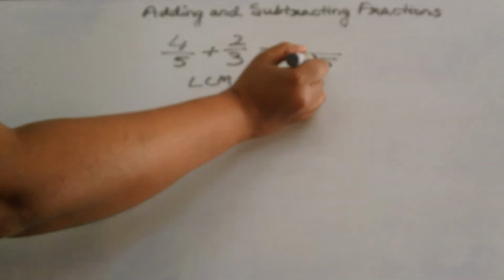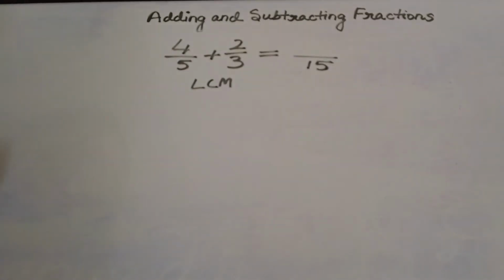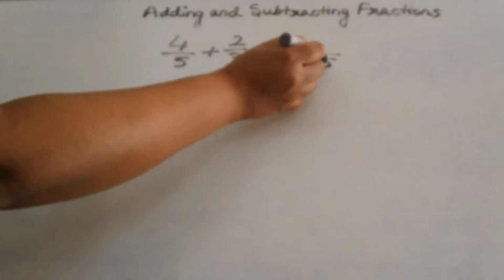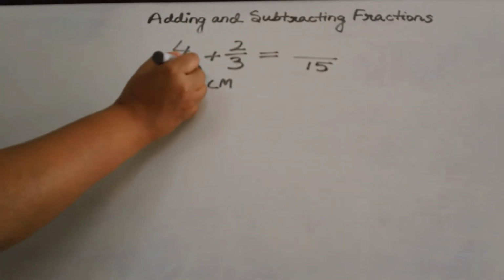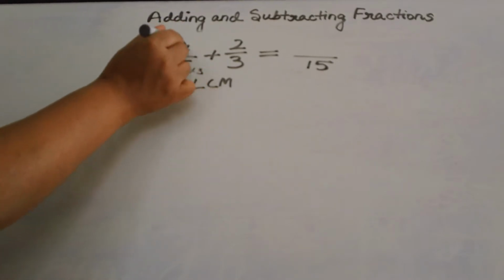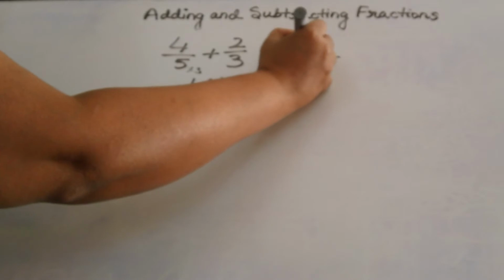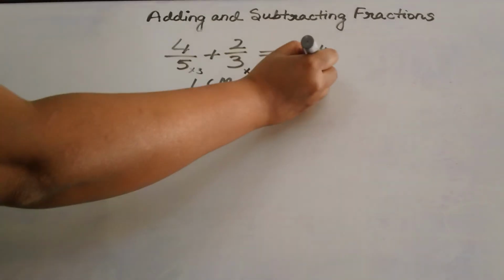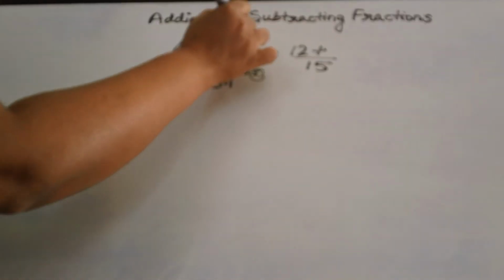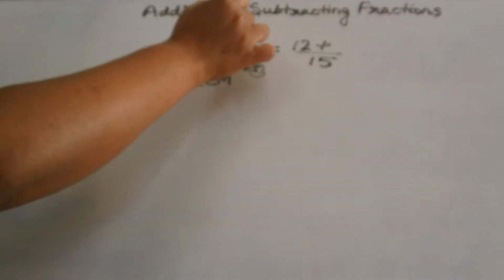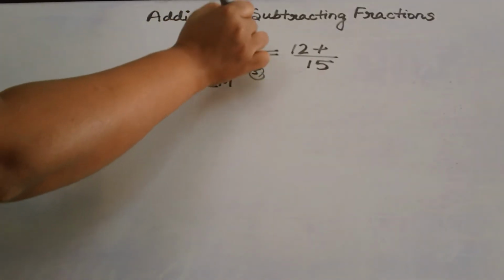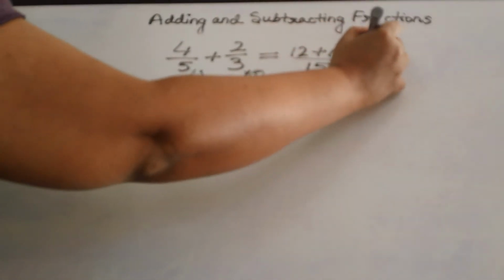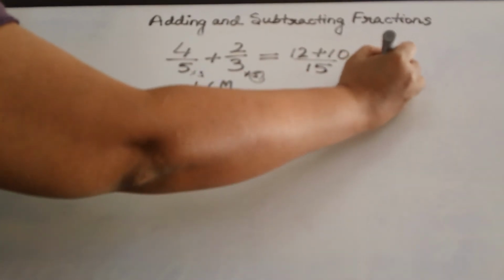Okay, so we get the least common multiple in the denominator, and then 5 multiplied by 3 is 15, so we multiply 4 with 3 also, so 4 3s are 12, and add, now 3 multiplied by 5 is 15, so we have to multiply this 5 with the number which is on the numerator of 3, which is 2. So 2 times 5 is 10. So this becomes 12 plus 10, which is 22 by 15. That will be our answer.